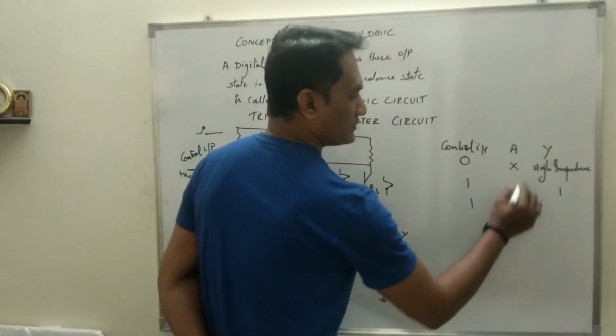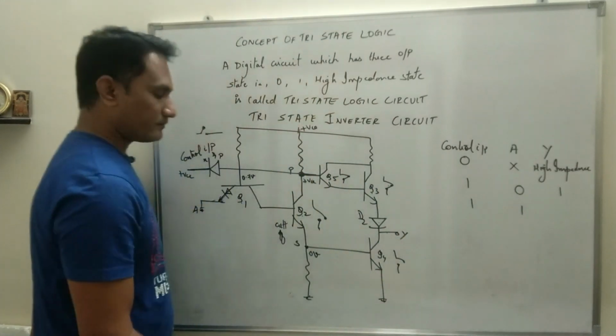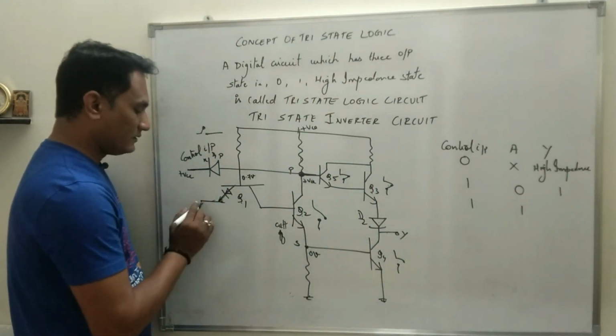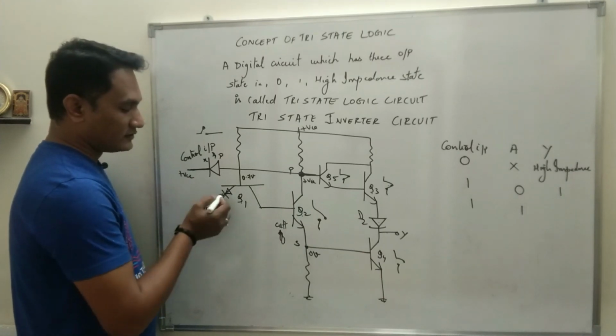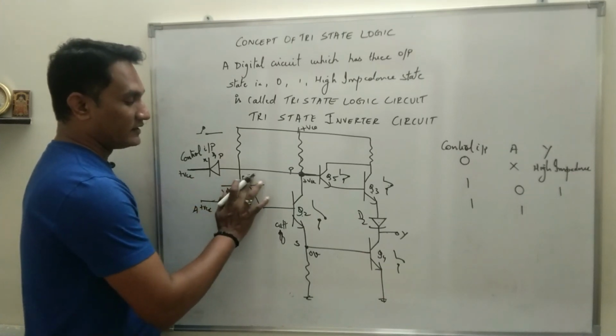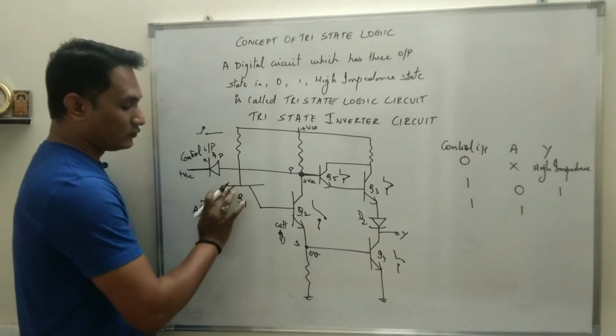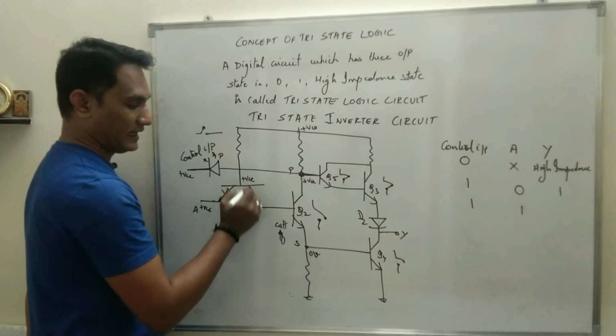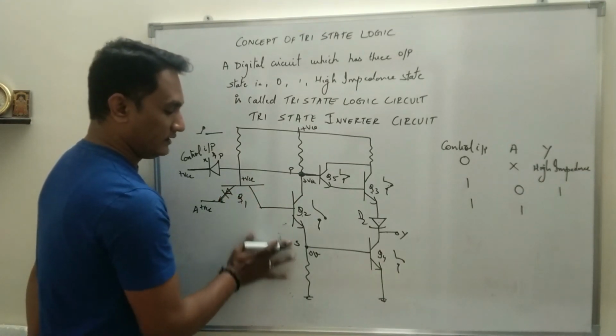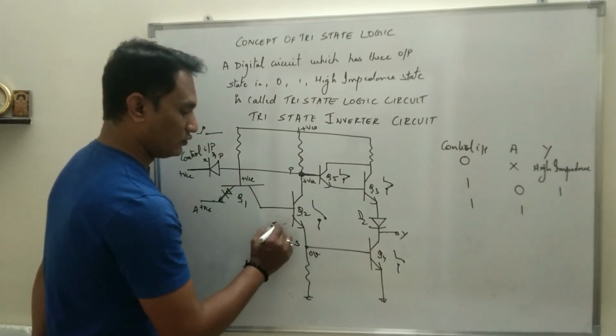Similarly, when control input is 1, A is 1. Now what happens when A is 1? That means this is plus VCC, or any positive potential. So the diode will be reverse biased. When the diode is reverse biased, no current will flow through the diode. That means all the plus VCC potential will be available over here at the base of Q1. So Q1 will drive Q2 to saturation region.